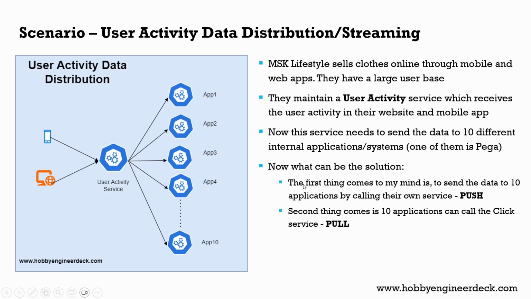This is a pull mechanism, right? Yeah. So basically, these applications can monitor this user activity service by calling it every 10 seconds, or every 20 seconds, or every 1 minute, and fetch the latest data. Yeah, these two methods are coming to my mind.